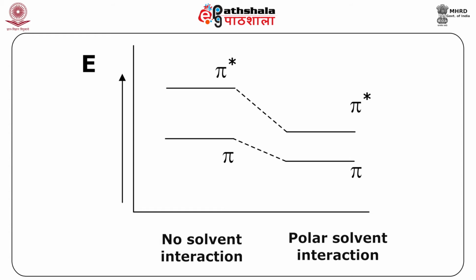of the ground state. Thus, a polar solvent decreases the energy of pi to pi star transitions, and hence the absorption in a polar solvent such as ethanol will be at a longer wavelength, that is, a red shift will be observed than in a non-polar solvent such as hexane.